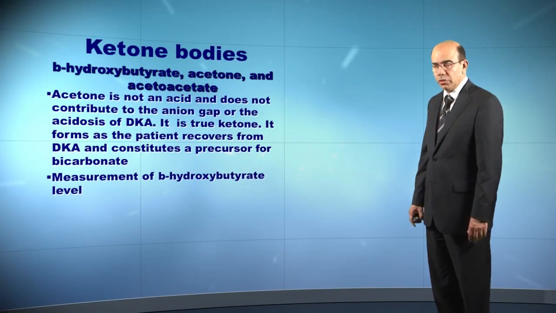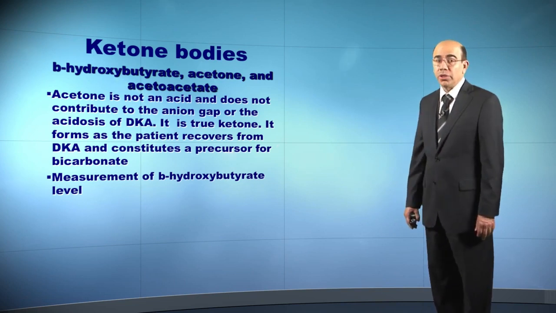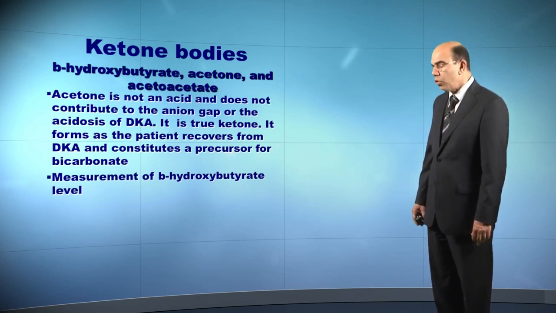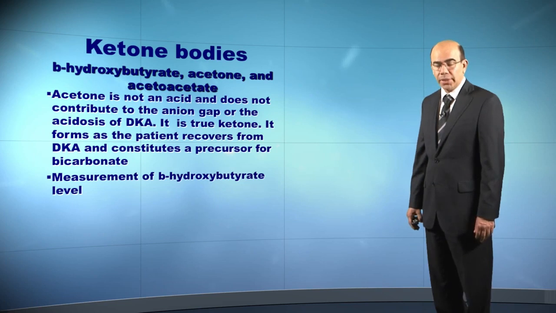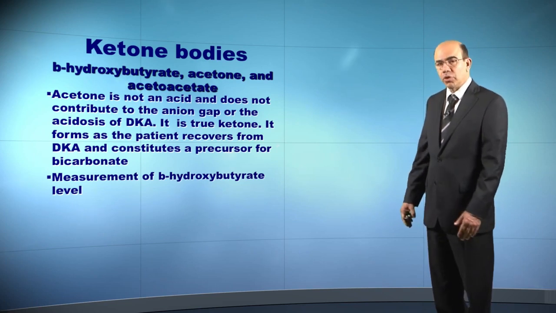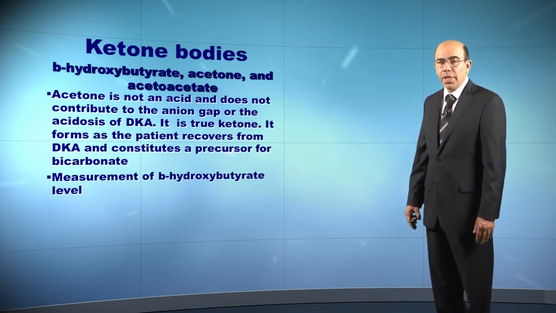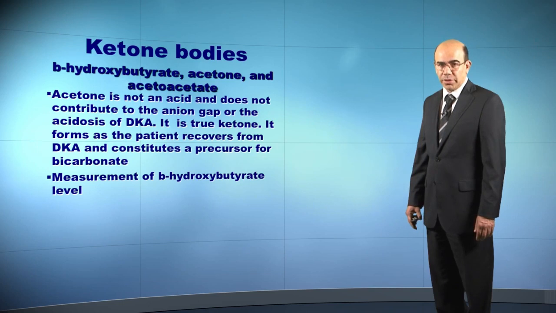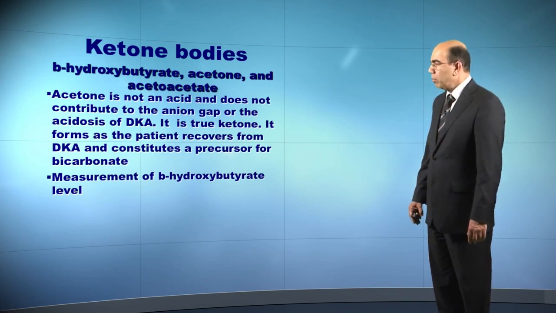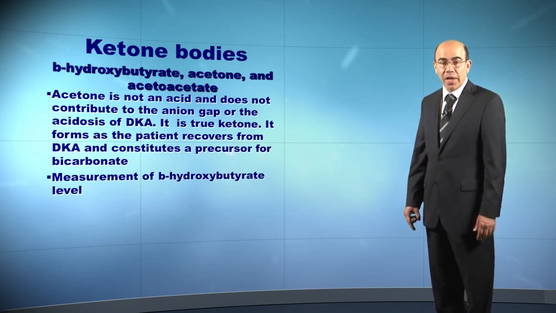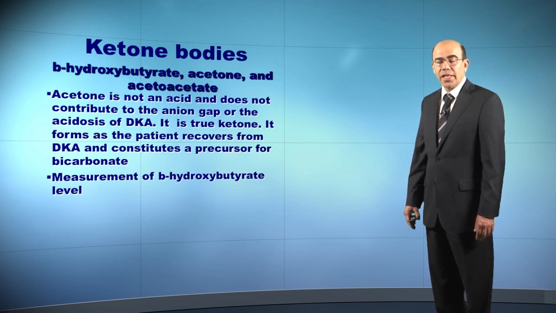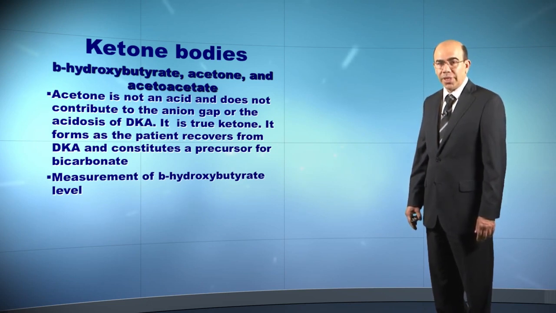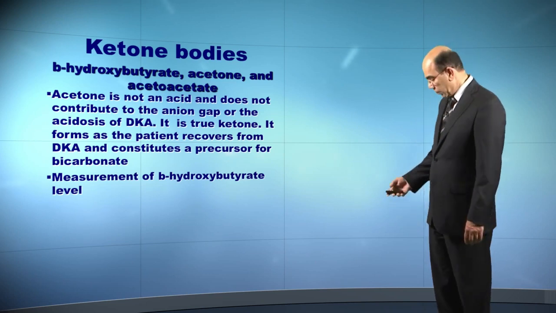It is a true ketone, and it forms as the patient recovers from diabetic ketoacidosis, and therefore you may find as the treatment goes on that acetone increases in the blood and the urine, but that doesn't mean that the patient is getting worse. However, measurements of beta-hydroxybutyrate, if available, will show you that the level of beta-hydroxybutyrate decreases with the treatment of diabetic ketoacidosis.